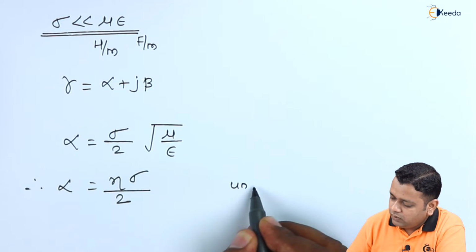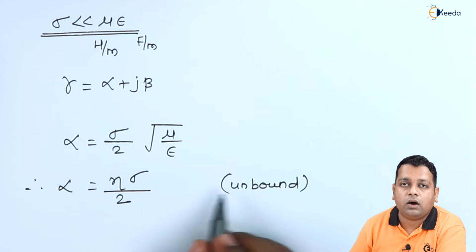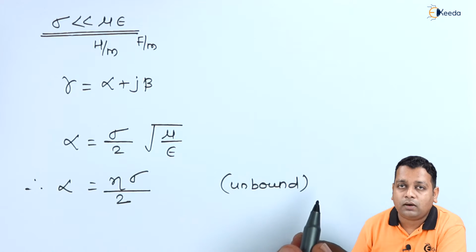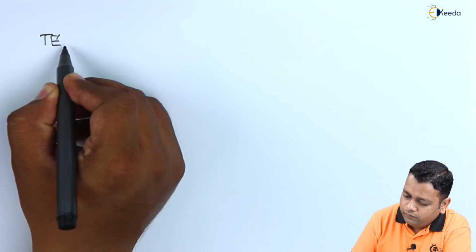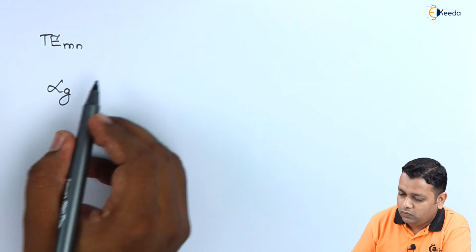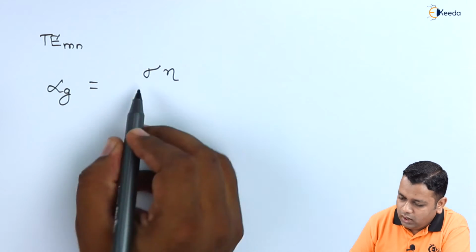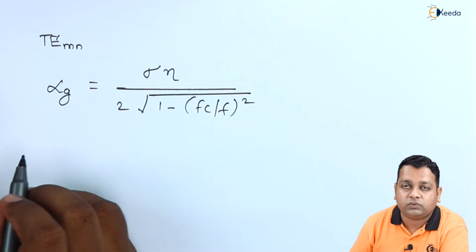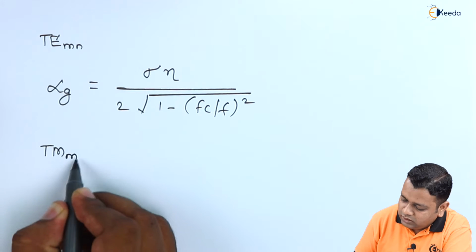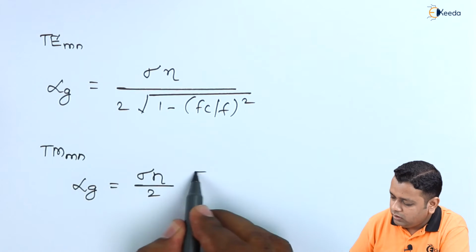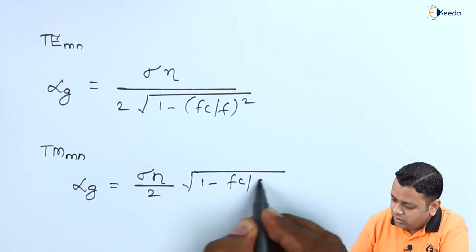So this is the condition where we have the microwave in the unbound medium. Let us have the microwave propagating in the bound medium corresponding to the transverse electric and transverse magnetic modes. For the TE mode of wave propagation, suffix mn, we have alpha suffix g inside the waveguide equal to sigma into eta divided by twice square root of 1 minus (fc by f) squared. Whereas for TM suffix mn mode, alpha suffix g is equal to sigma into eta divided by 2 in multiplication to the square root of 1 minus (fc by f) squared.